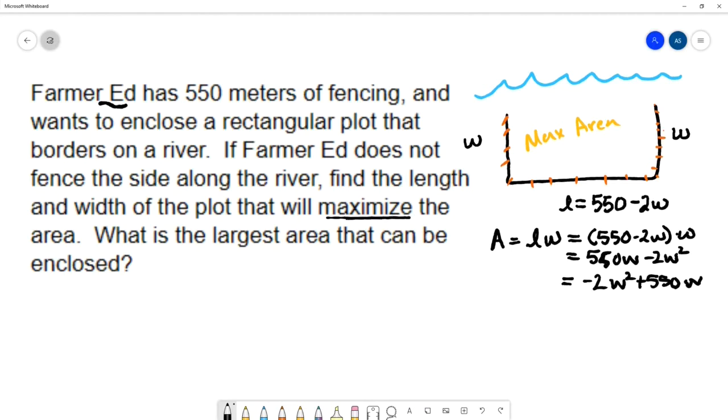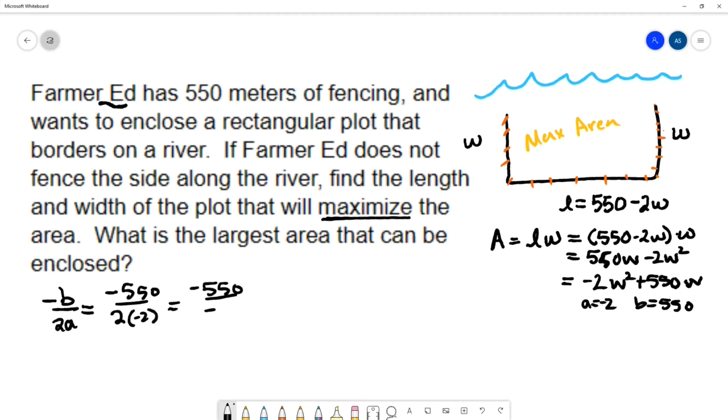So since we're trying to find the maximum area, and this is a quadratic, I know that the maximum area is going to occur at the vertex. So I'm going to use the vertex formula, negative b over 2a, and a is negative 2 and b is 550. That's negative 550 over 2 times negative 2. So 550 times negative 550 divided by negative 4. Let's see, that works out to be... sorry, I'm having trouble doing math in my head. Works out to be 13.75.